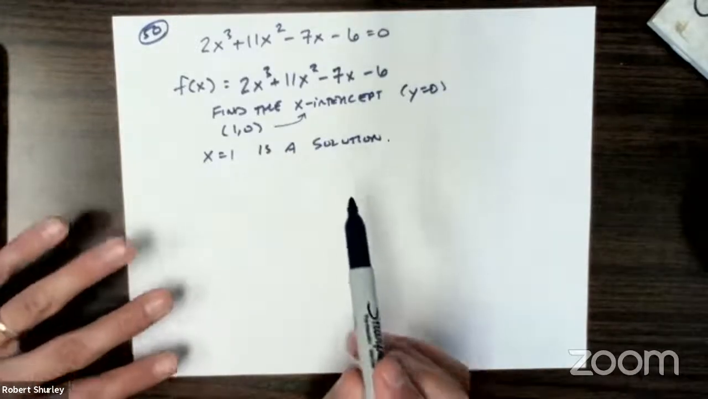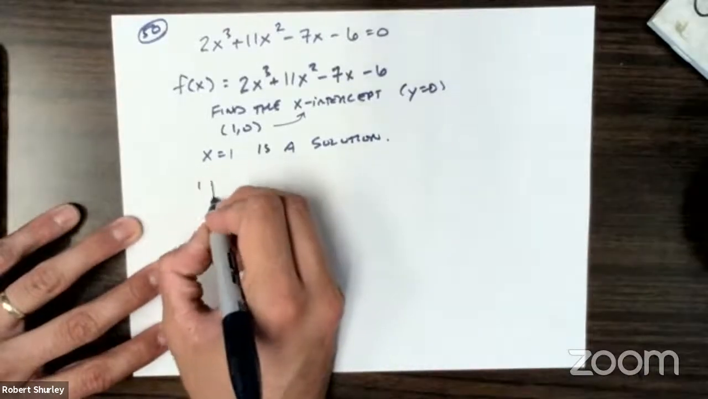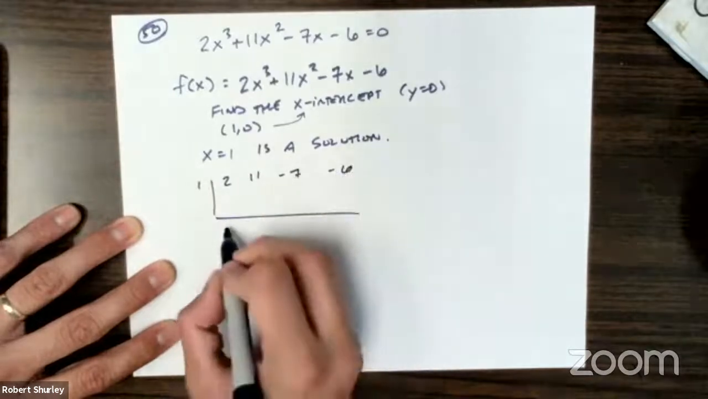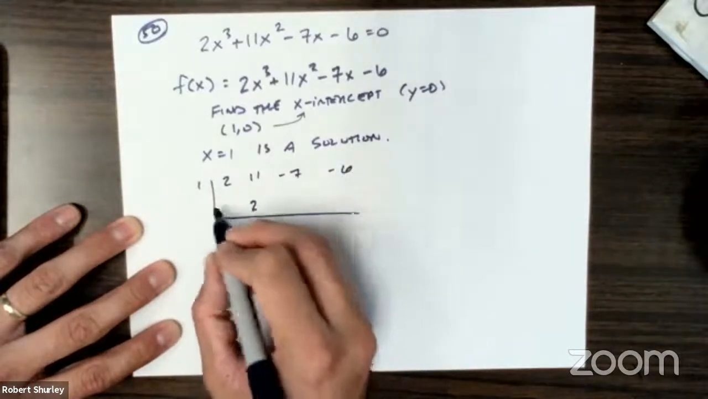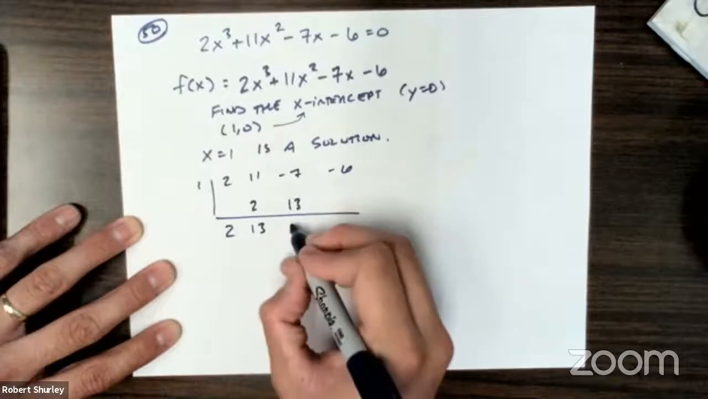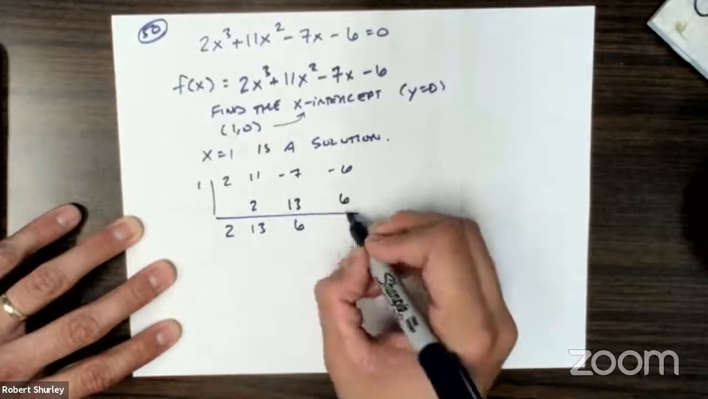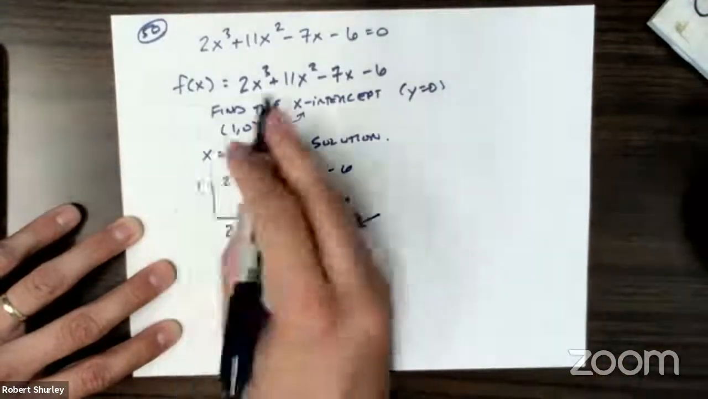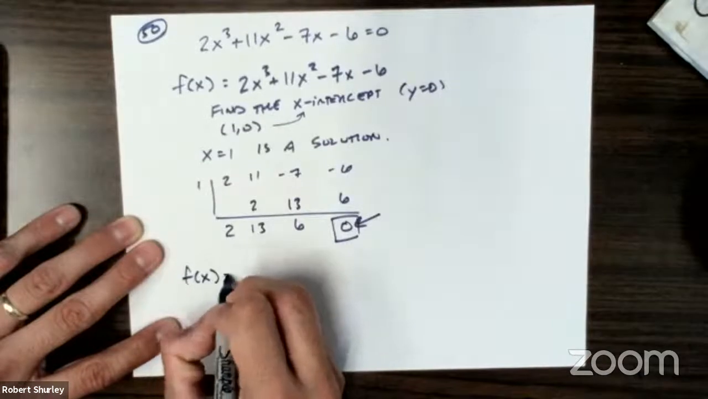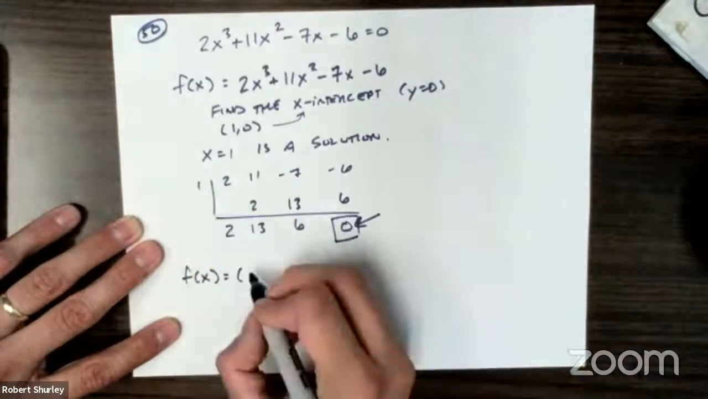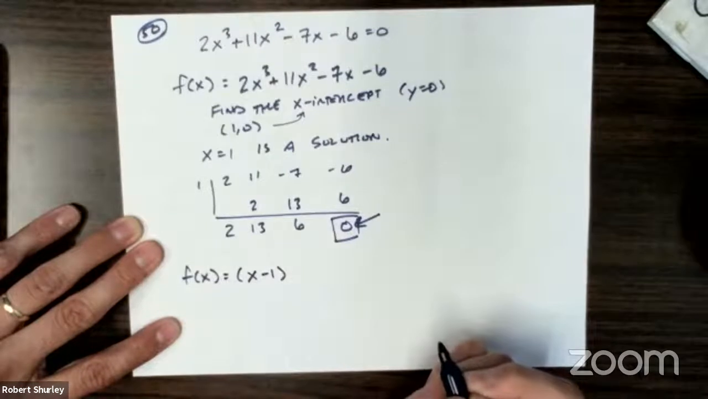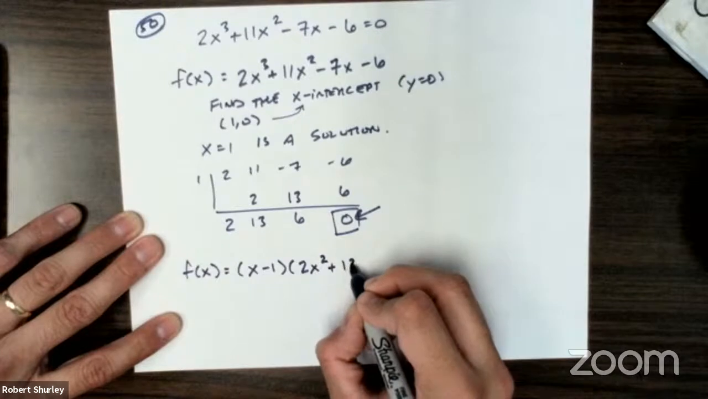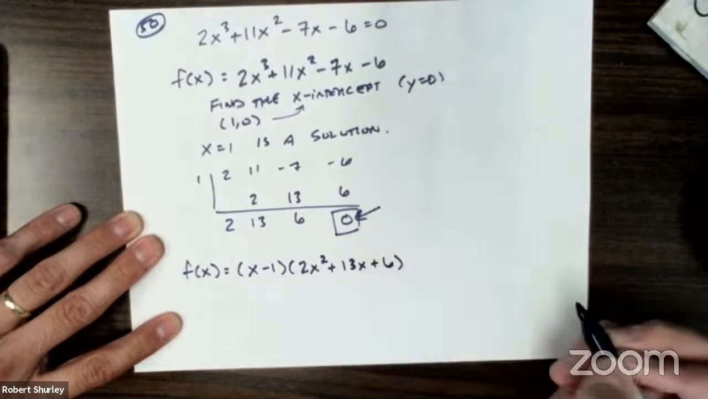I've got like 2 minutes, so I'm going to zoom through this. 1 is a solution. I'm going to factor it out: 2, 11, negative 7, negative 6; 2, 13, 6, 0. Okay? It does wind up being a solution. But what that also means is that f of x, now remember, if 1 is the solution, x minus 1 is the factor, right? Times 2x squared plus 13x plus 6.